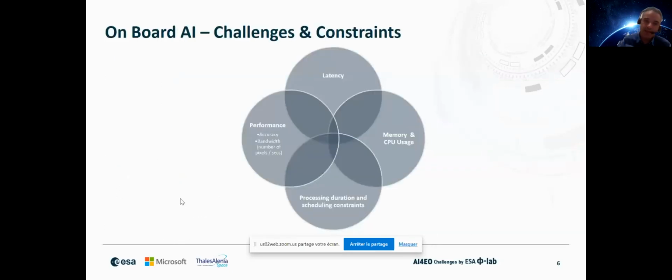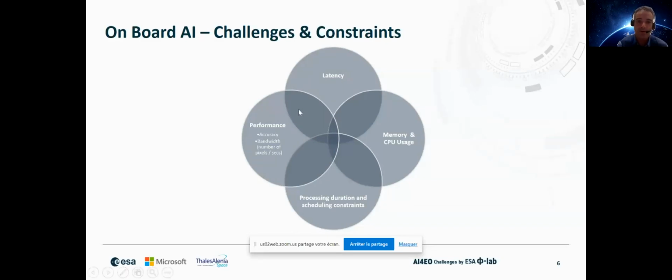It's a different view of what has been said previously, and we have to keep in mind, depending on the application, and we are very, let's say, eager to see the applications that will be proposed. But in some cases, latency will be an absolutely important factor. Memory and CPU usage will be a constraint in any case. Depending on what you do, it will be difficult to have everything at the same time. We will come back to it in a minute, but processing duration and scheduling constraints on this software framework will be something to consider as well.